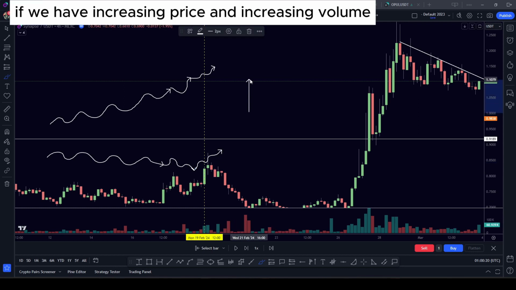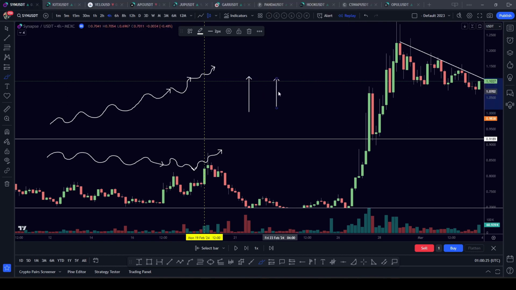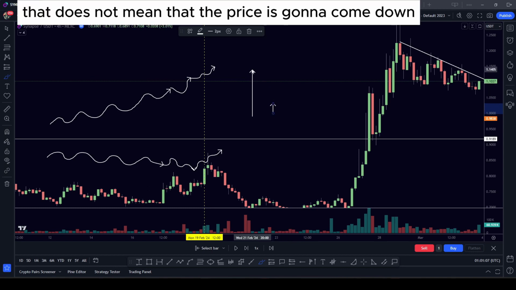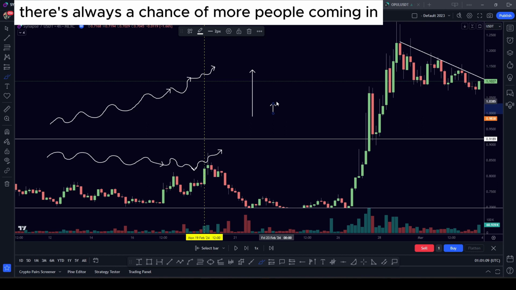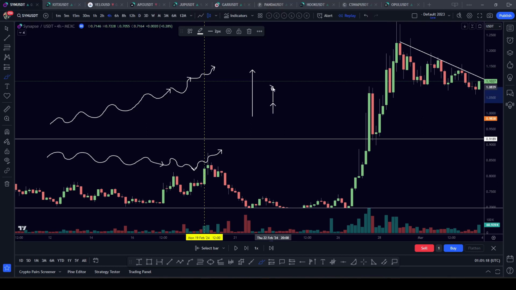If we have increasing price and increasing volume, this is good. This is saying that there's a lot of activity, there's a lot of momentum, people are interested in this coin, and it continues to go up. Lots of buyers and sellers. Now let's say that there's increasing price and the volume isn't so much, it's pretty low. That does not mean that the price is going to come down, because there's always a chance of more people coming in as volume due to the price going up and people entering the trade.